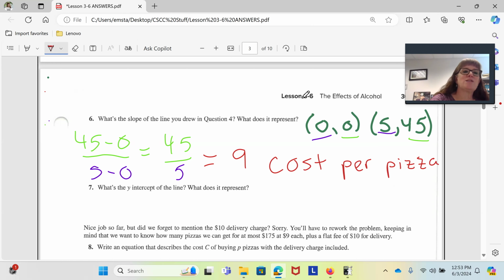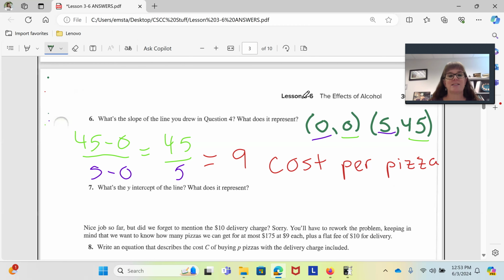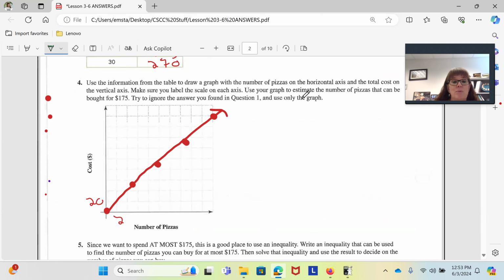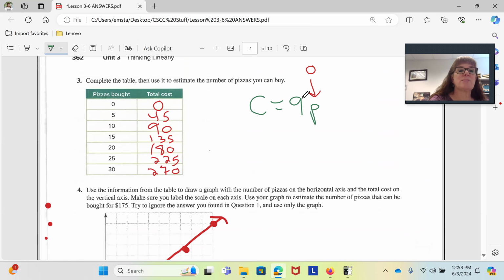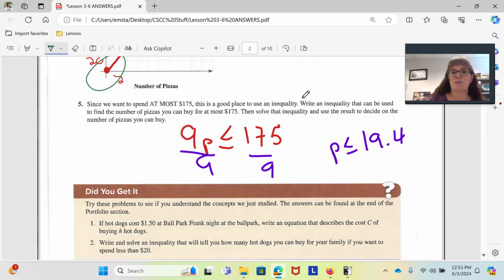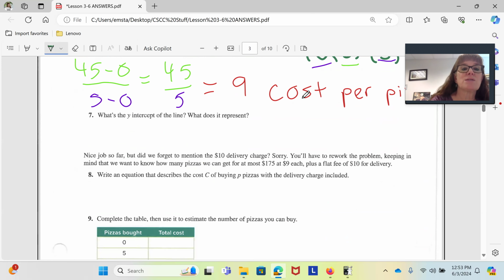What is the y-intercept of the line? Well, the y-intercept is wherever it crosses the y-axis. You can either find that on the graph or on the table. On the graph, it's where we cross the y-axis. On the table, it's the number that goes with 0 pizzas bought. So what is the y-intercept in this case? 0, 0. So the y-intercept is 0, 0.